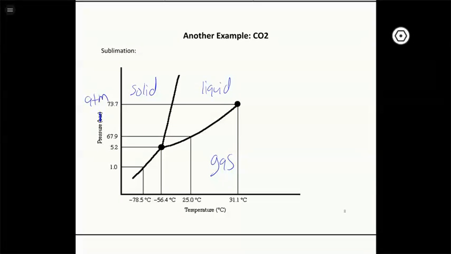So if we're at 1 atmosphere, one thing we notice is that as we warm the substance at 1 atmosphere, we go directly from solid to gas. The liquid phase doesn't exist below 1 atmosphere, really below, in this case, 5.2 atmospheres, which is the triple point. So the liquid phase doesn't exist except at much higher pressures. So at normal pressures, when we raise the temperature, we go directly from solid CO2 to gas phase CO2. And you guys probably know what dry ice is.